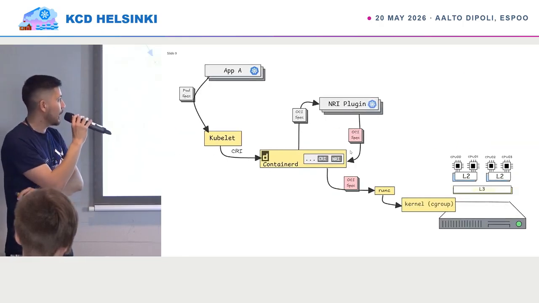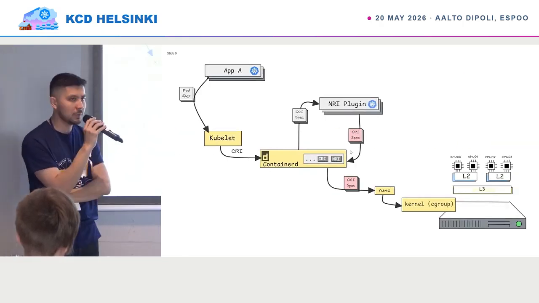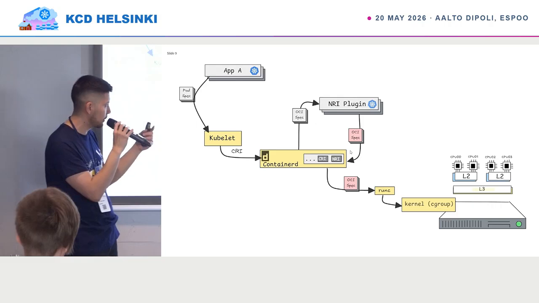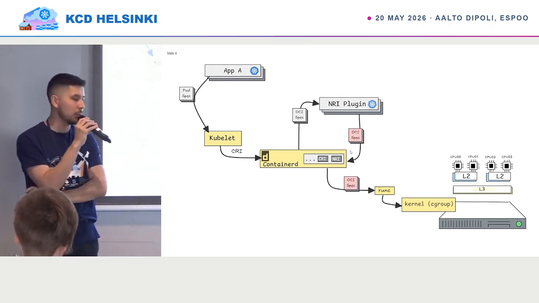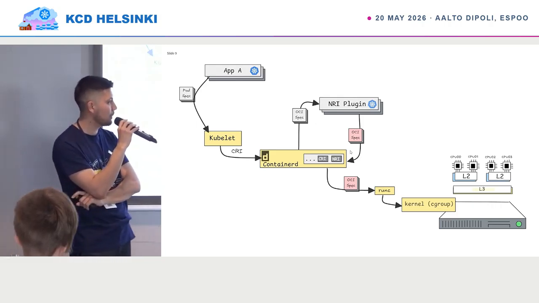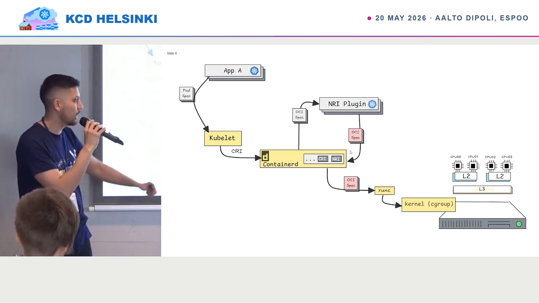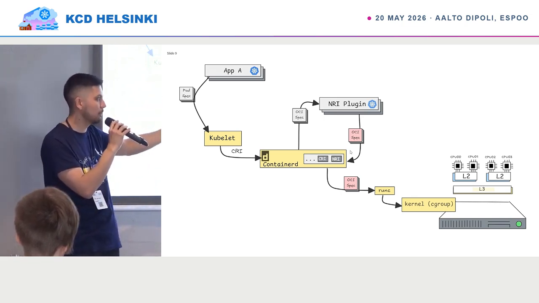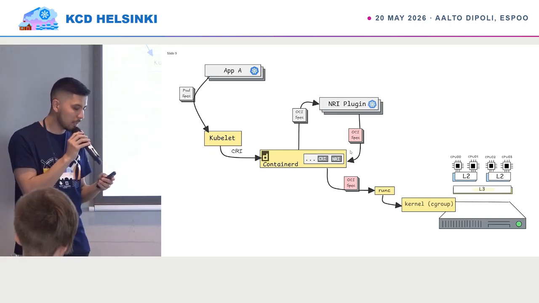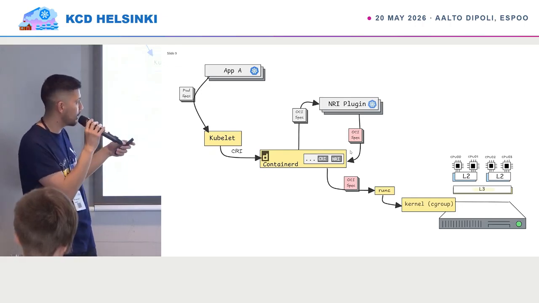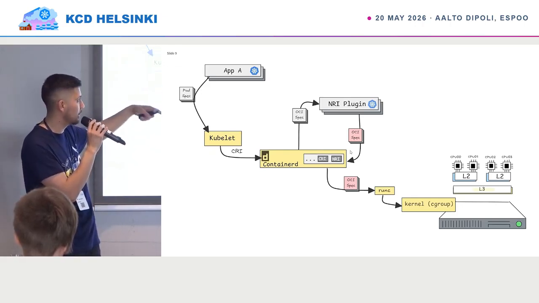The next thing that happens in the flow is that the modified OCI spec flows down to the lower-level runtime like runc or crun. In this case, it's runc, for example. Then it goes all the way to the cgroup in the kernel, and your allocation of resources, for example, takes place, or something else. This is the regular flow with the runtime and then the NRI.